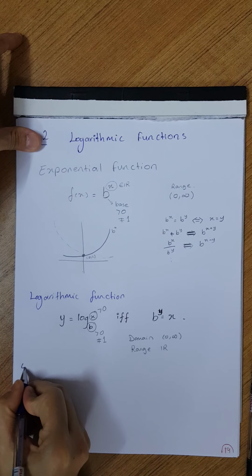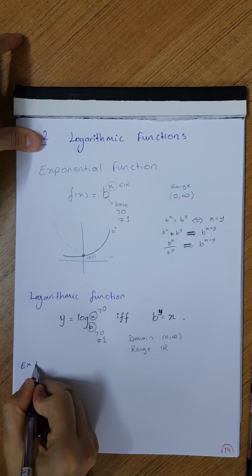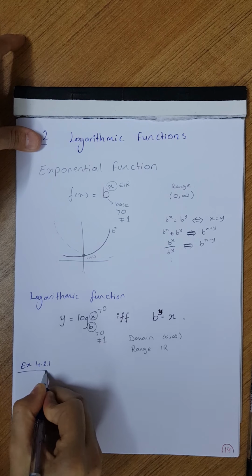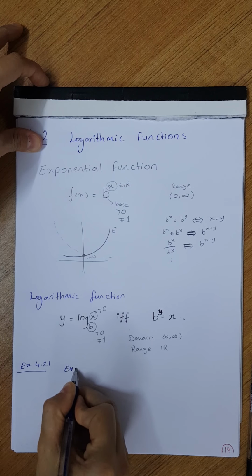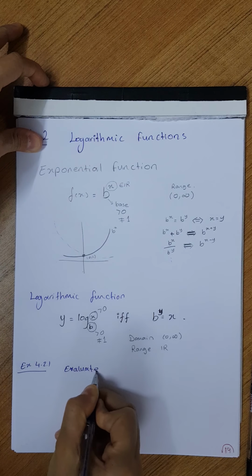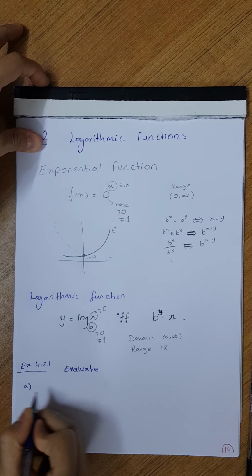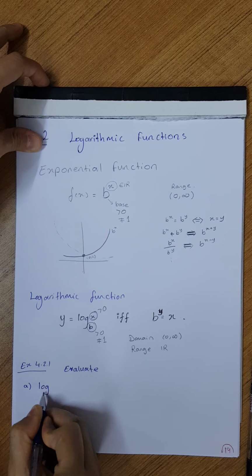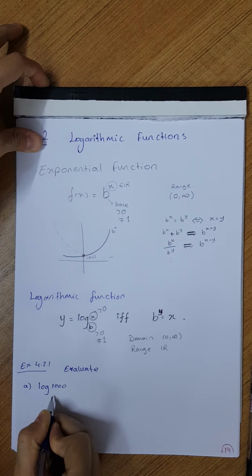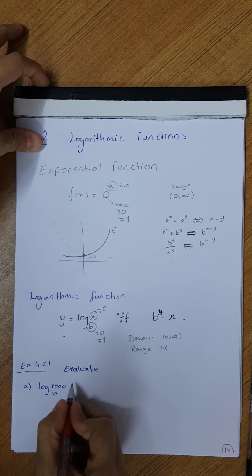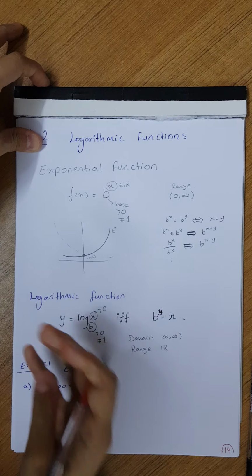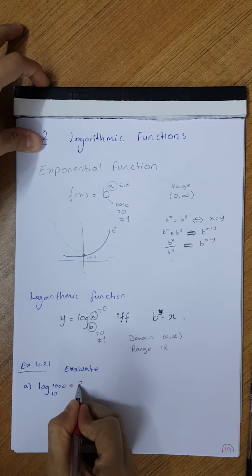We've got example 4.2.1. Okay, it says evaluate the following. Evaluate. What do I have? The first thing I have is logarithm of 1000 with the base of 10. It is required from me to find that value. Okay, what is this one equal to? I have to find that value.